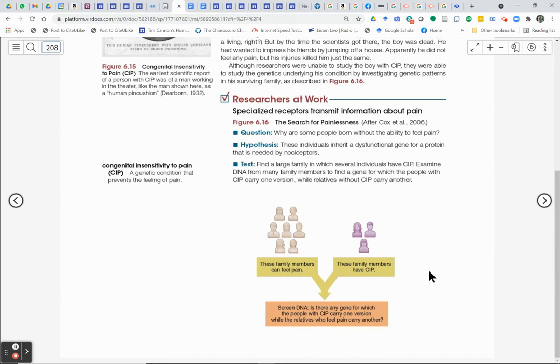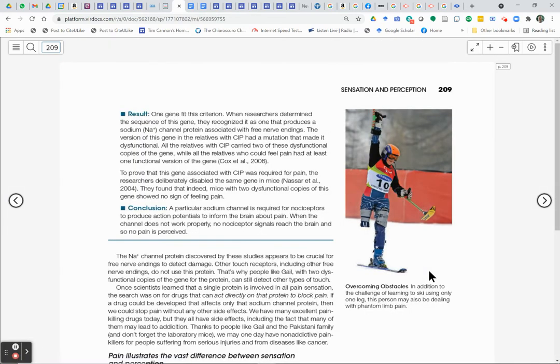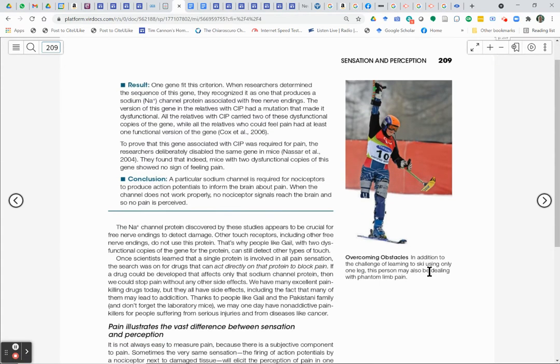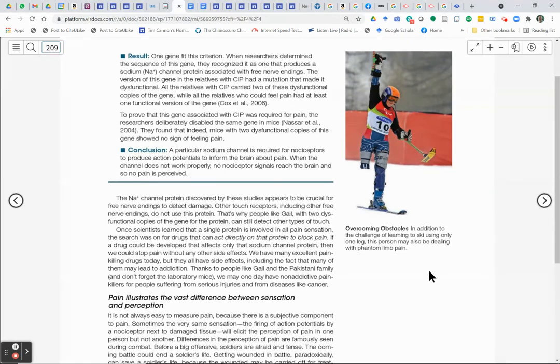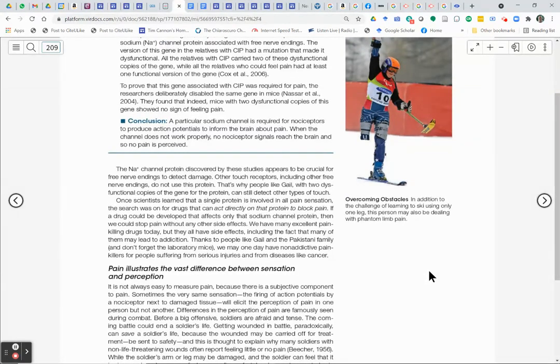And the concept of alleles is important here. The people who don't feel pain have KIP. That particular sodium channel, and that should remind you of the action potential, is required for nociceptors to produce action potentials to inform the brain about pain. When the channel doesn't work, no nociceptor signals reach the brain and there's no pain.